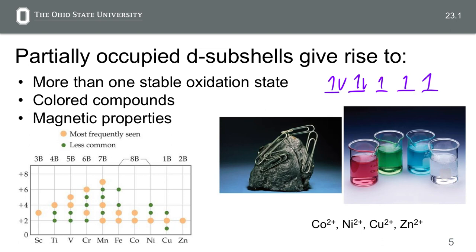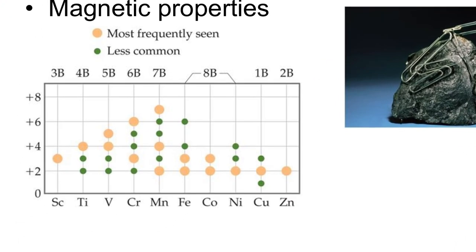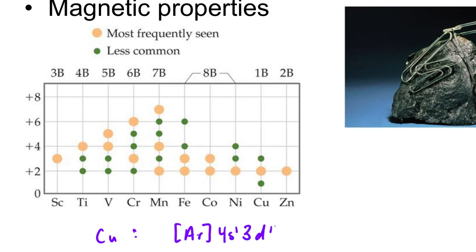As we've seen, they can give rise to more than one oxidation state. And this table shows the different possible oxidation states for various metals. I'm going to draw the copper electron configuration one more time. So we have argon in brackets 4s1 3d10. And if we look at this table, the yellow-orange circle is the most frequently seen oxidation state, and the green ones are less common.